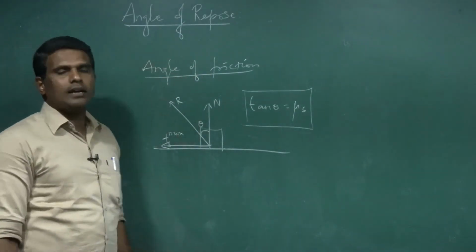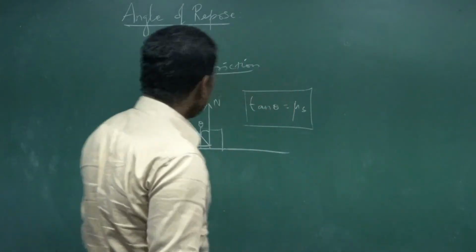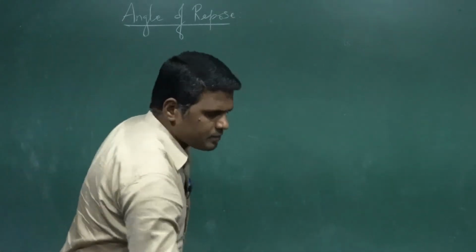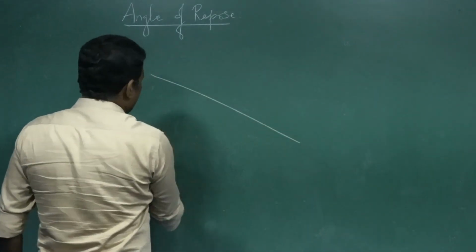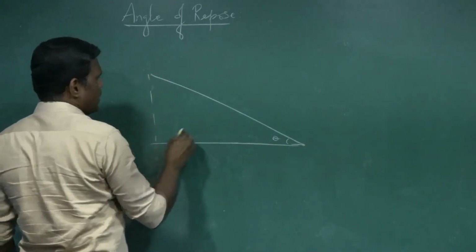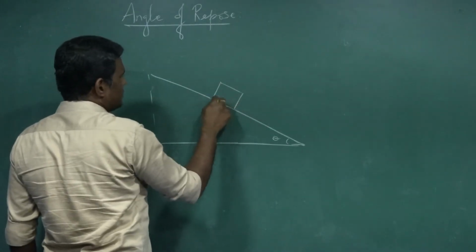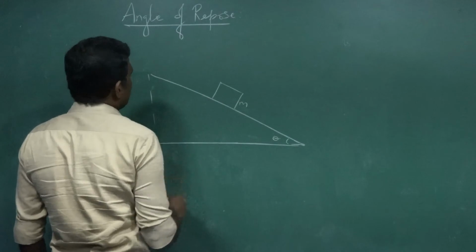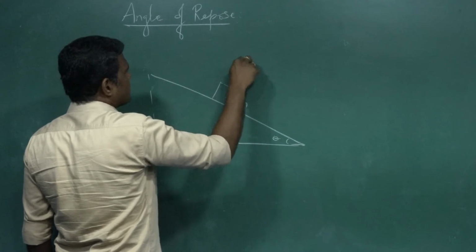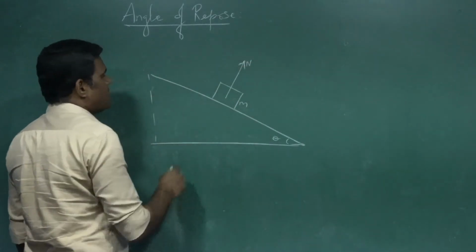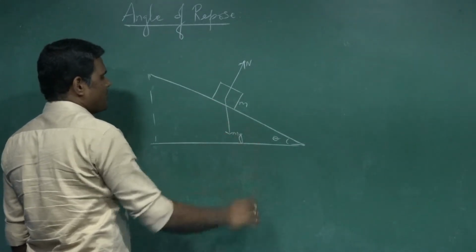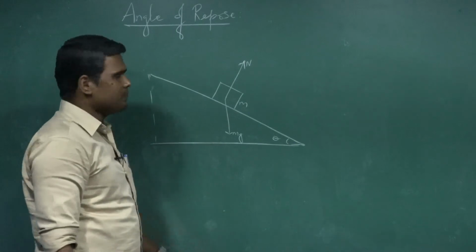Let us get into the angle of repose. Consider an inclined plane which is making an angle theta with the horizontal. Let us say a body of mass m is placed on the inclined plane. A normal reactive force N acts perpendicular to the inclined plane, and as you know very well, mg, a gravitational force, will be acting vertically downwards.